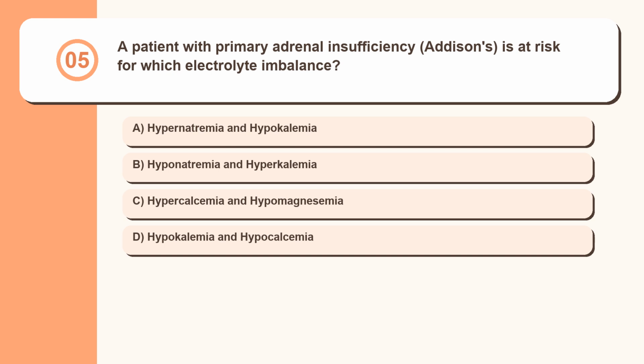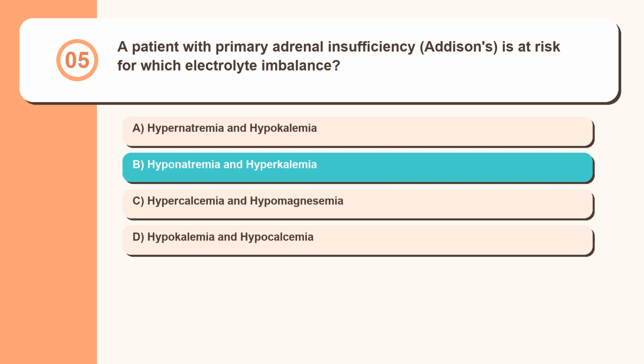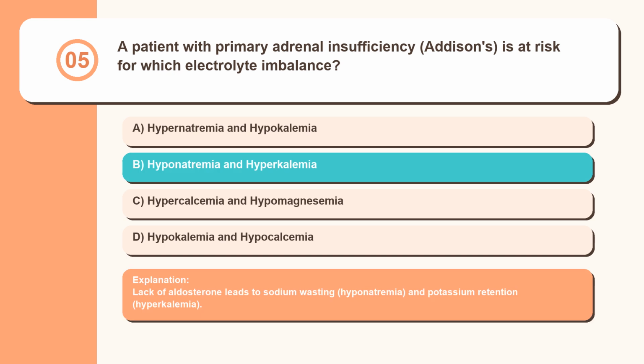Question 5. A patient with primary adrenal insufficiency, Addison's, is at risk for which electrolyte imbalance? Hypernatremia and hypokalemia, hyponatremia and hyperkalemia, hypercalcemia and hypomagnesemia, hypokalemia and hypocalcemia. Lack of aldosterone leads to sodium wasting, hyponatremia, and potassium retention, hyperkalemia.